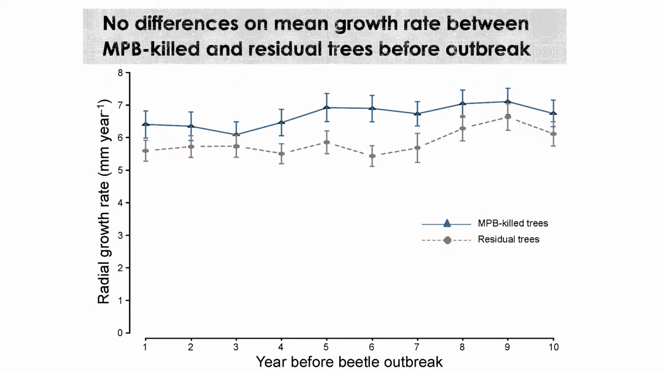To understand why residual trees were able to survive the beetle outbreak, we compared the growth rate and resin duct characteristics before outbreak between residual and mountain pine beetle-killed trees. On this graph, the y-axis shows the annual radial growth rate, and the x-axis shows the first 10 years right before beetle outbreak. The blue line represents mountain pine beetle-killed trees, and the gray broken line represents residual trees. And we found there were no differences in radial growth rate before outbreak between mountain pine beetle-killed and residual trees.